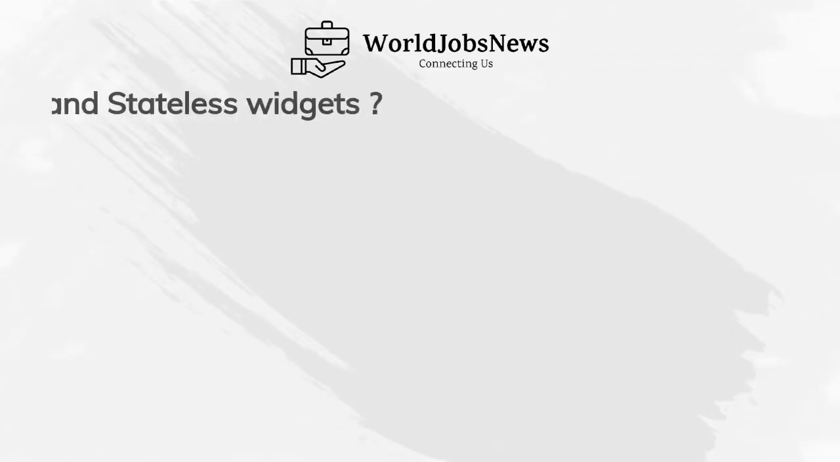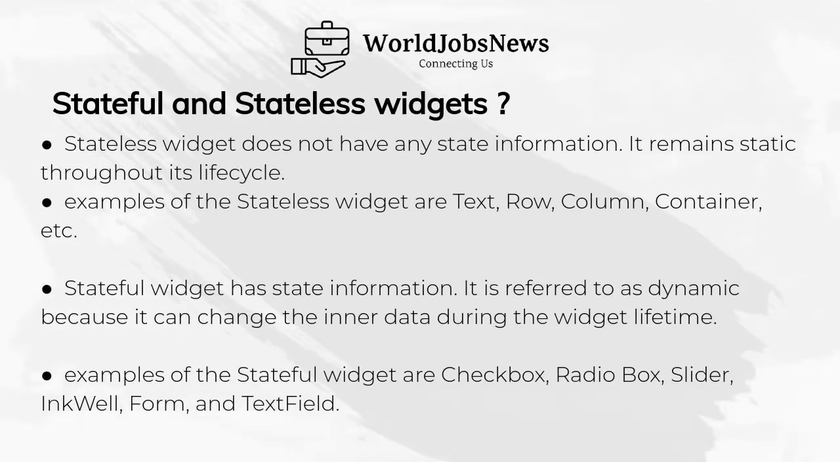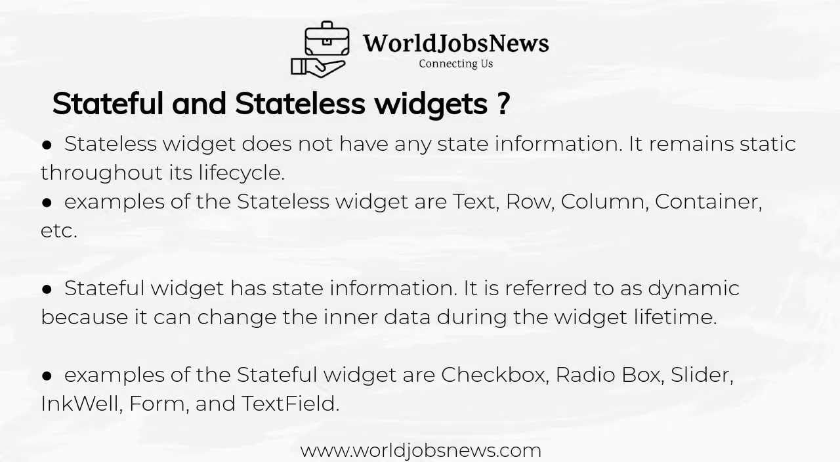Stateful and stateless widgets. A stateless widget does not have any state information. It remains static throughout its life cycle. Examples of the stateless widget are text, row, column, container, etc. A stateful widget has state information. It is referred to as dynamic because it can change the inner data during the widget lifetime. Examples of the stateful widget are checkbox, radio box, slider, inkwell, form, and text field.